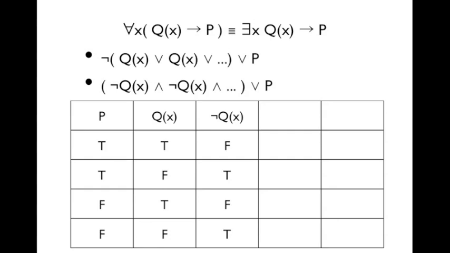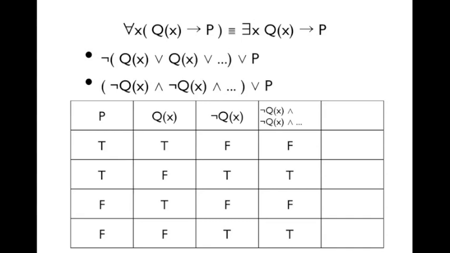Let's do the column and just worry about the not q of x and not q of x and so forth. So we have false and false and false and false, that's just false. True and true and true and so forth is true. We have false and true. So now all we have to do is add the p.